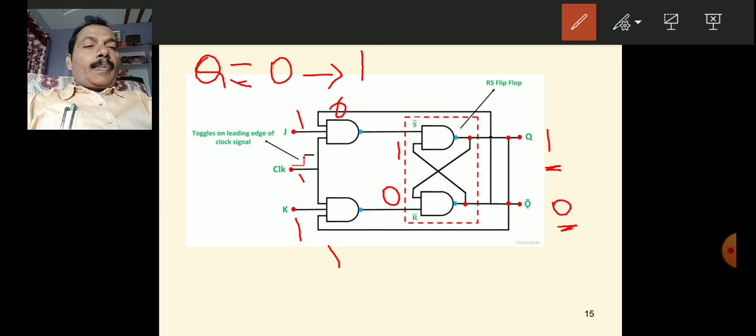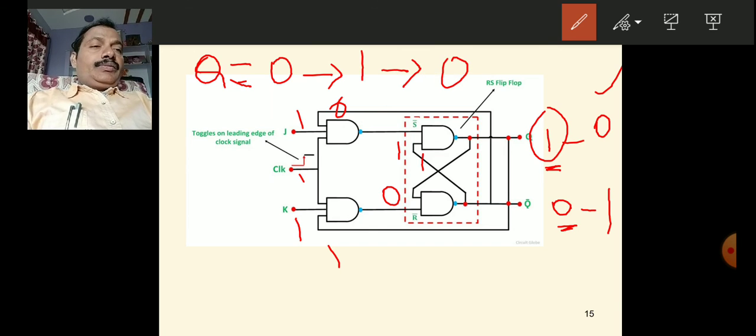So now in this case, observe here, this 0 automatically makes this 1, because even though the other input is not known, you can easily tell the output of this bottom NAND gate. 0 means output is 1, and this 1 is fed back here, 1 1 means output is 0. That means the previous state is toggled, complemented to 0. That means 1 became 0.